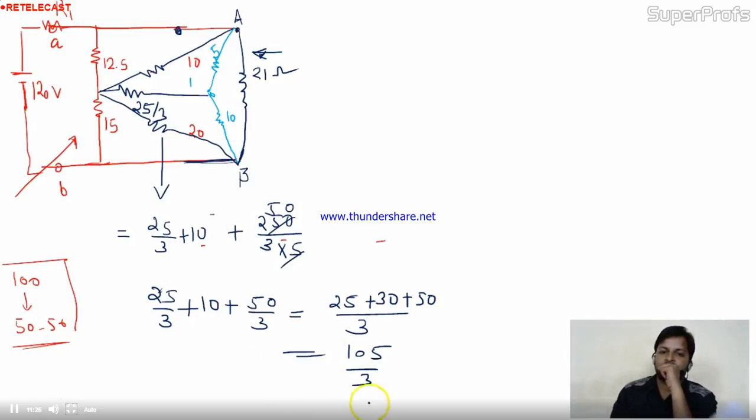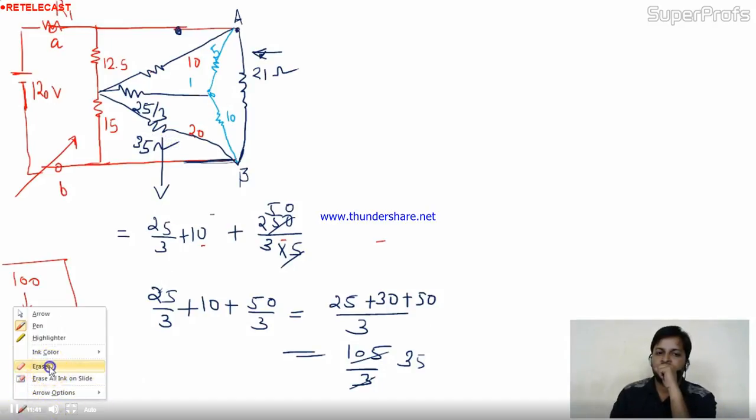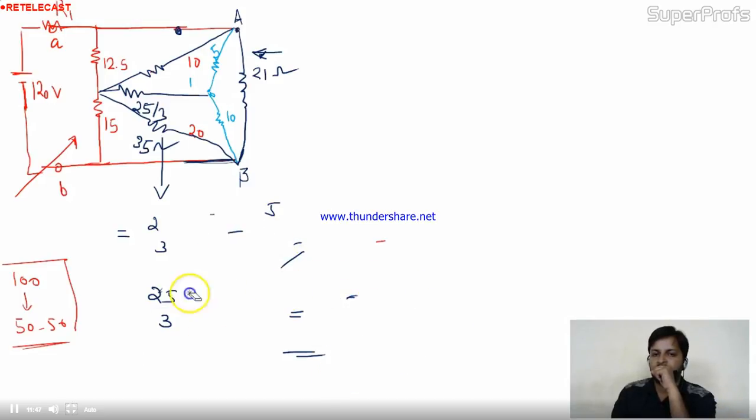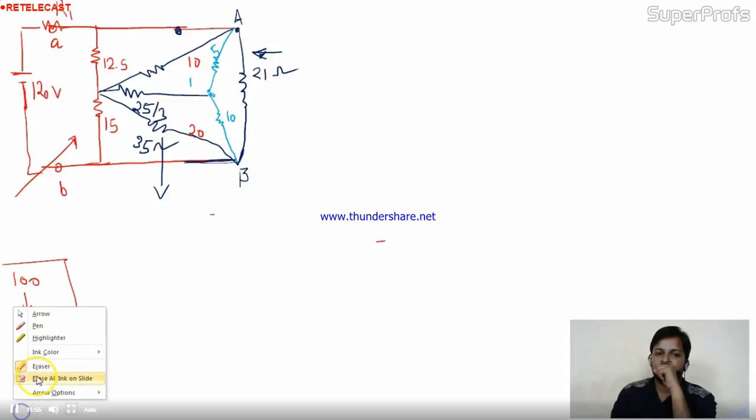Okay, correct. Now this 105 divided by 3, so this is nothing but 35 ohm. Is it correct? Okay. Then I'll erase this part. Now, friends, we are having the third branch now. We have to calculate the value of the third branch.